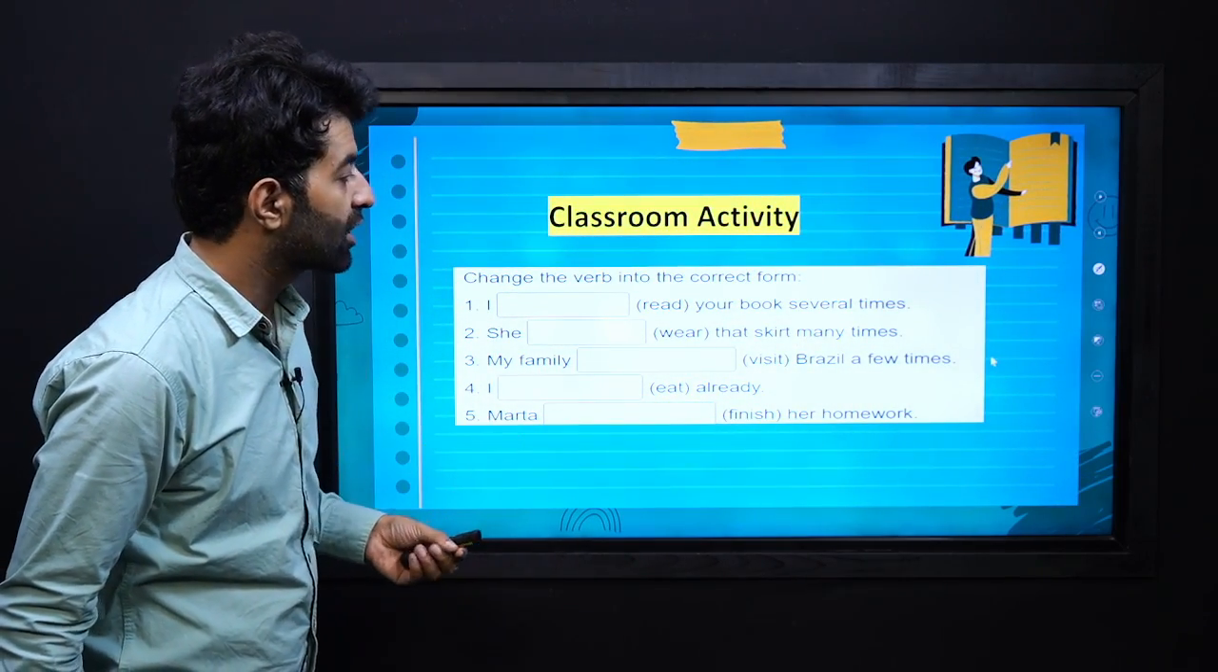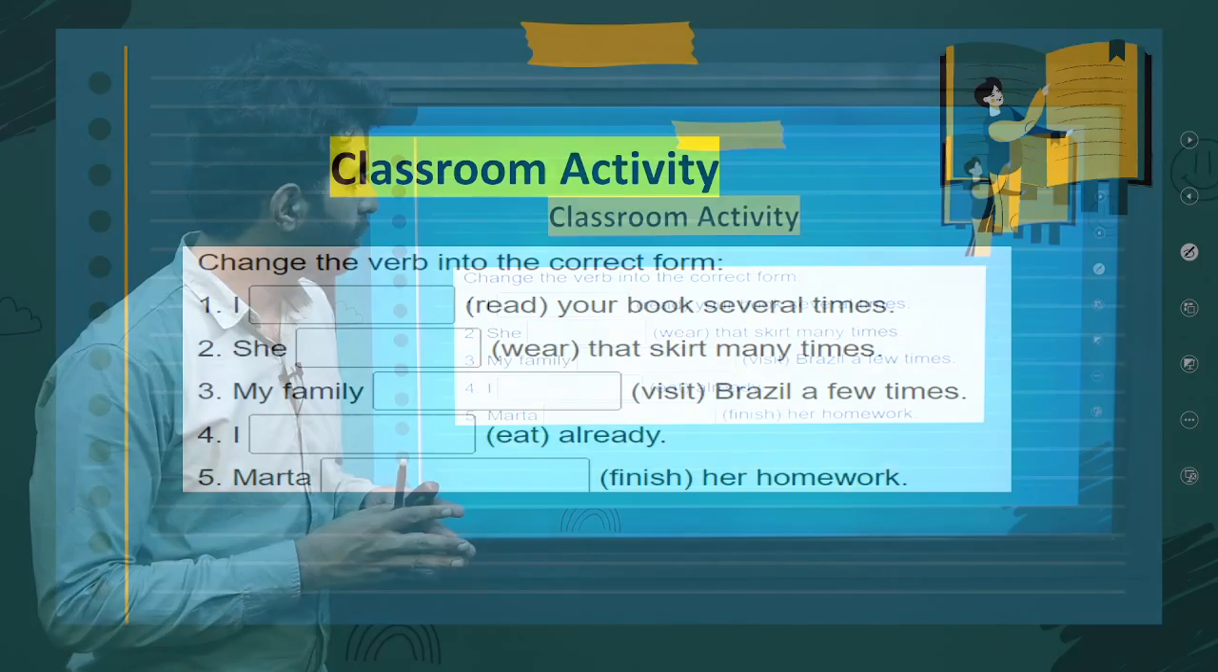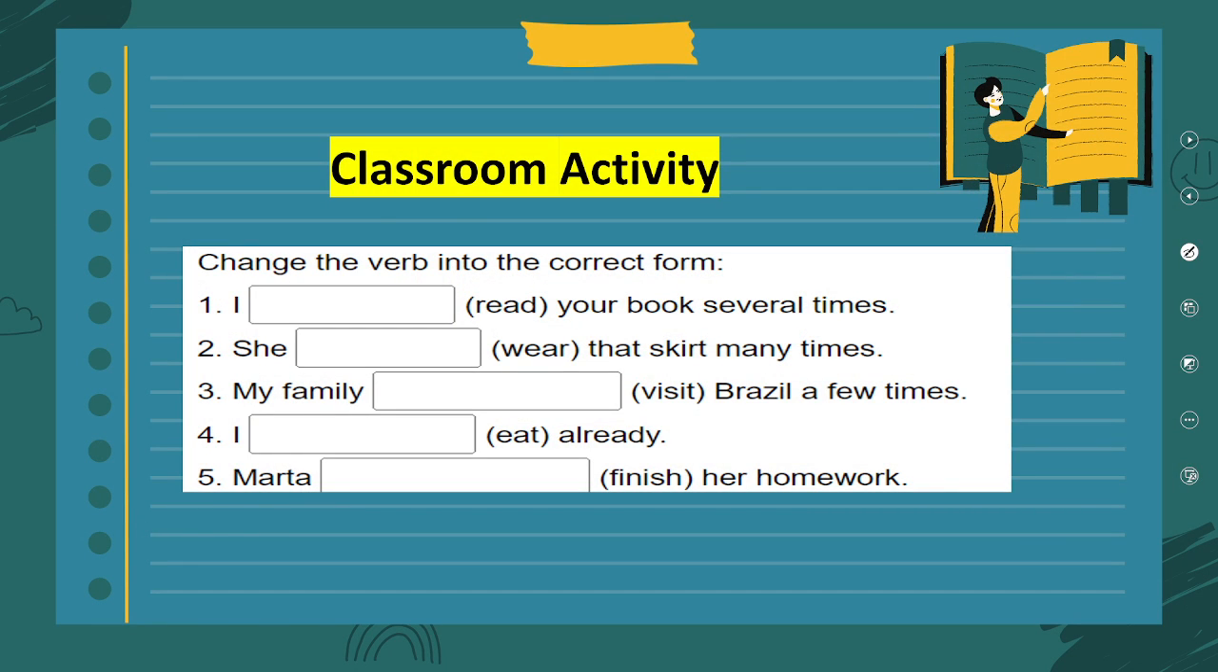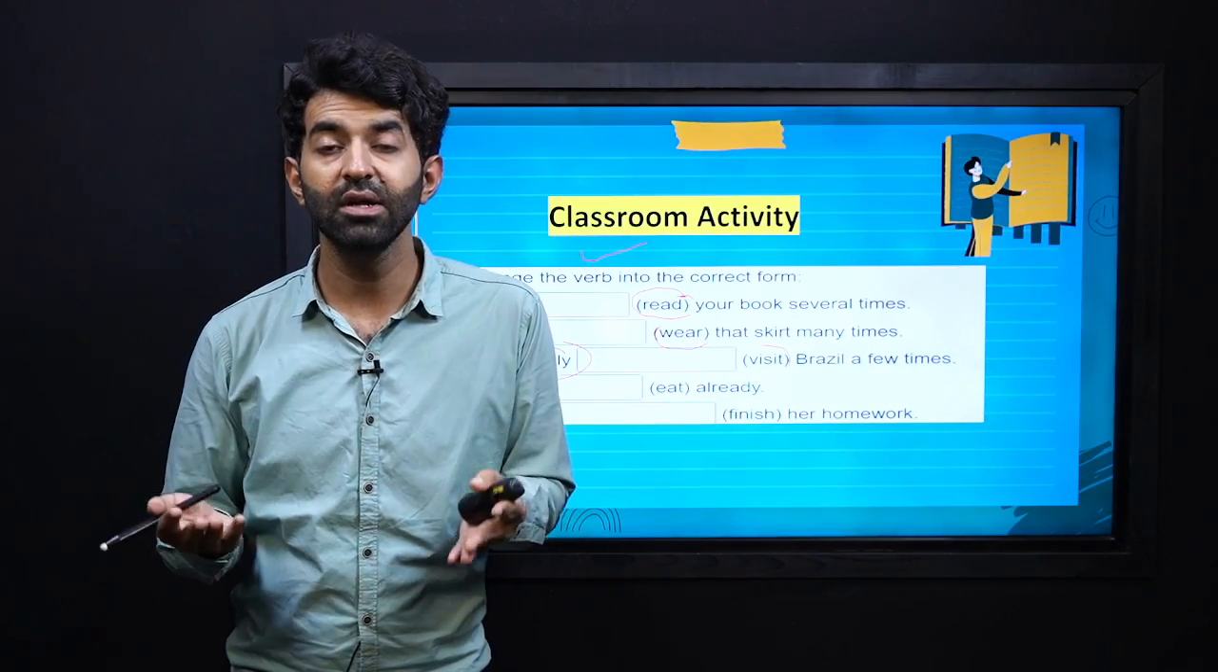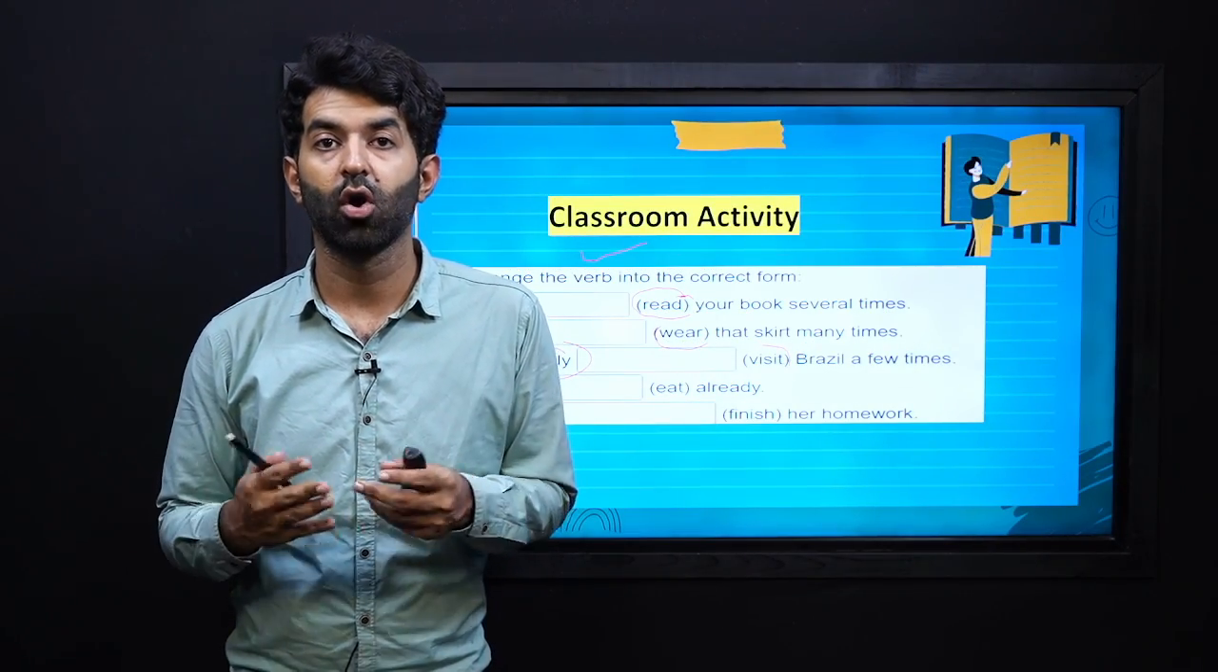Students, for the classroom activity, you are going to change the verb into the correct form. You have the verb in parentheses. You have to change it according to the sentence. I read your book several times. You can say, I have read your book several times. And this way, by using has or have, the auxiliary verbs, you can make your answers.